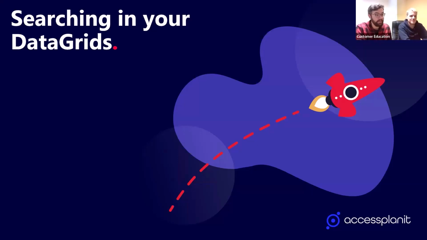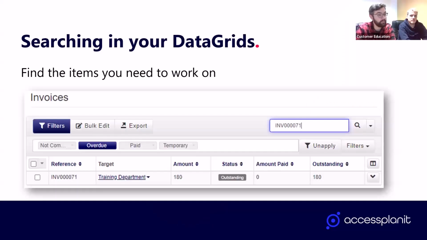That's really cool. Now, on the subject of searching, starting with the search options available in your data grids, we're going to look at searching now. The DataGrid Search helps you to find specific items that you need to work on, whether you're looking for a user, a group of courses, or a resource. The search bar helps you to narrow down your DataGrid results quickly.